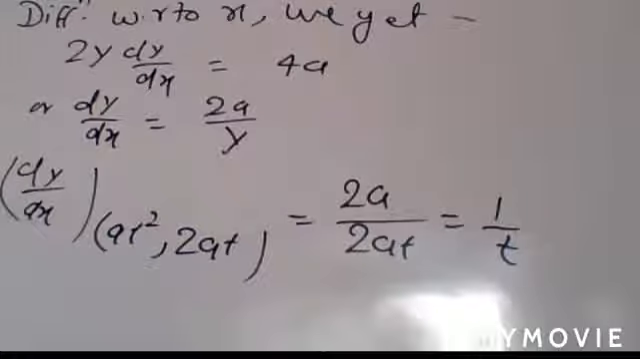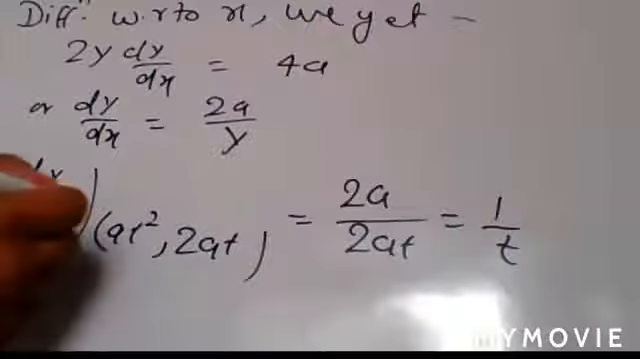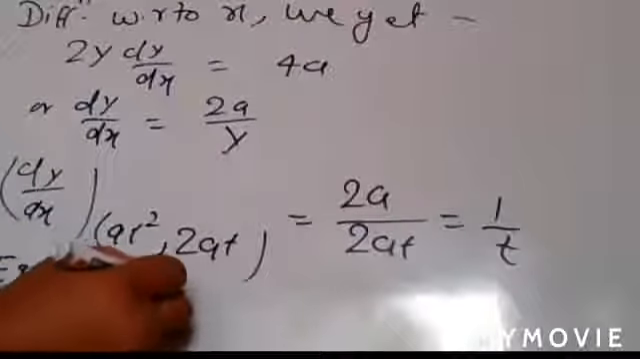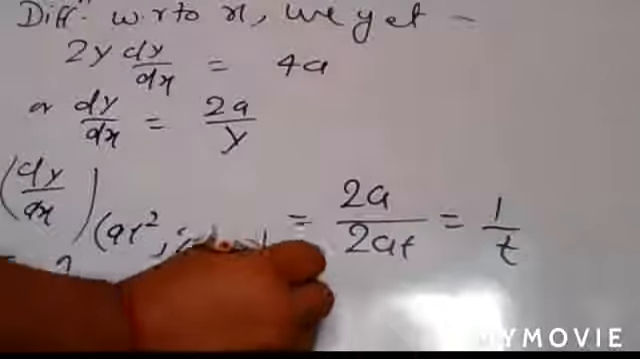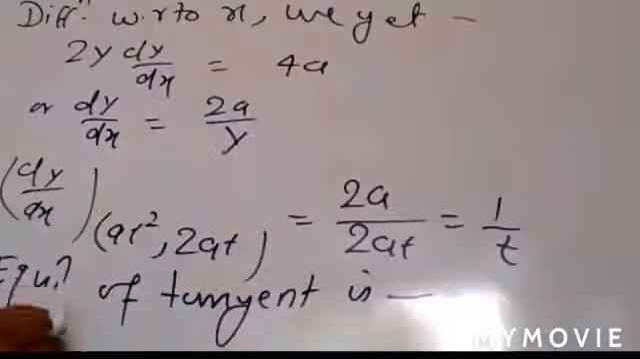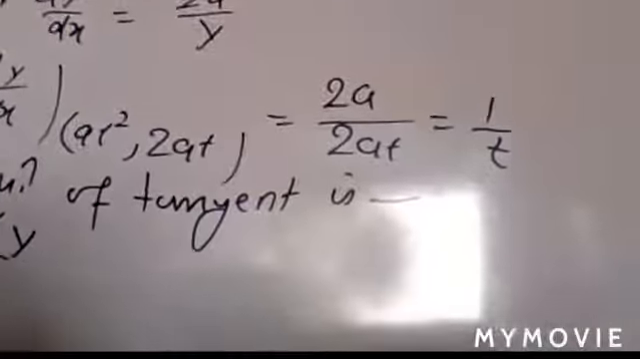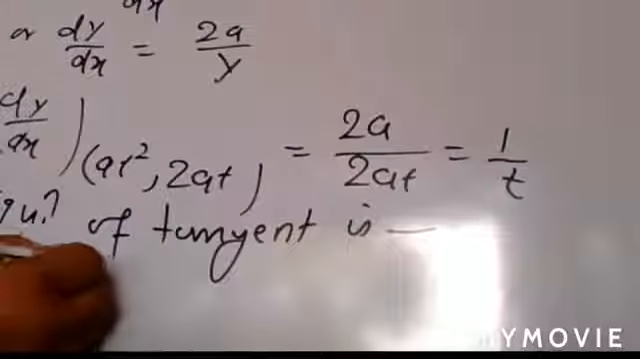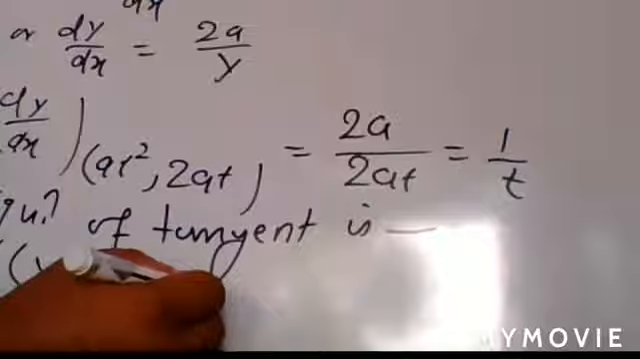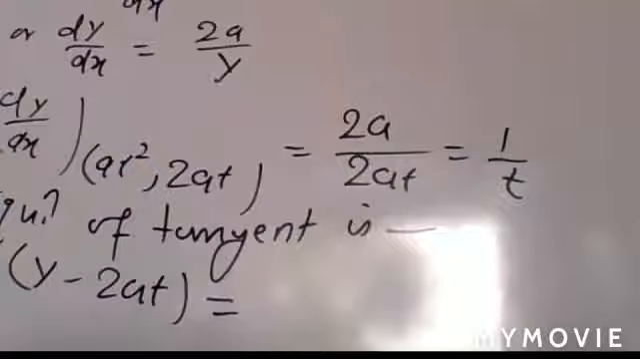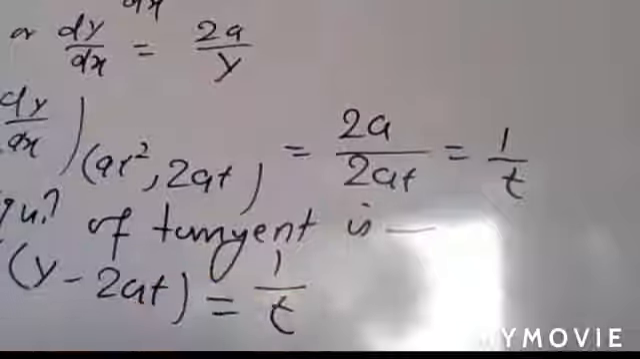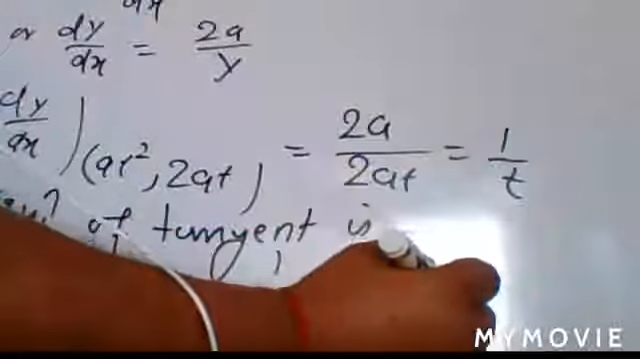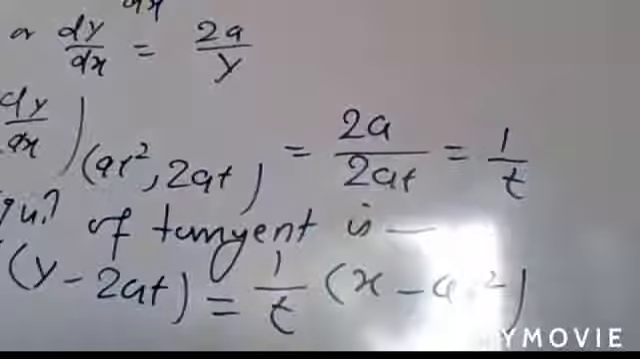Now already you know the equation of tangent. So you write, equation of tangent is, first you write y minus y1. Now putting the value of y1, that is 2at. So y minus 2at is equal to the value of derivative at the given point, so you have 1 upon t into x minus x1, so you have x minus at square. Understand?